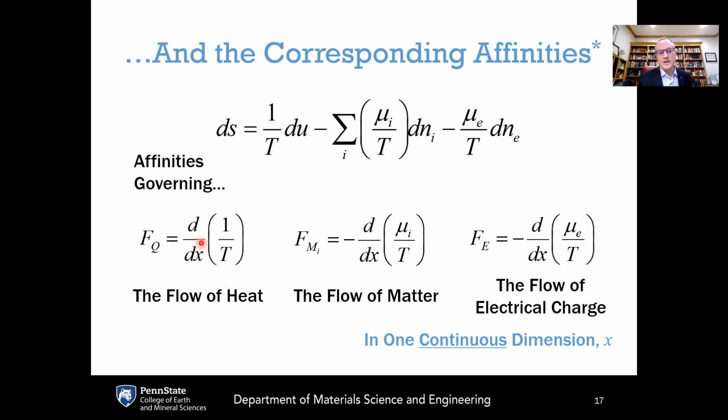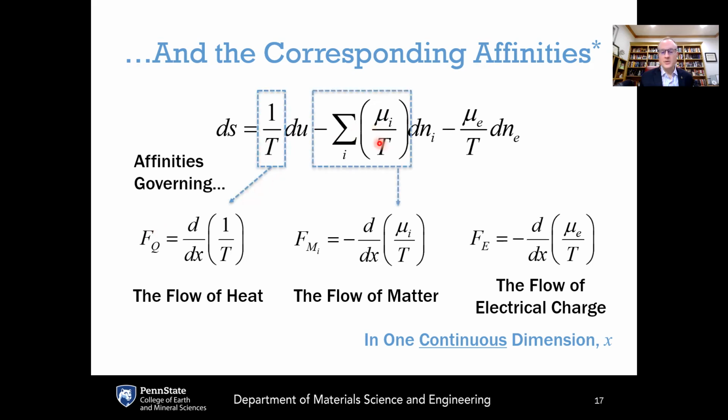So the affinity that governs the flow of heat is going to be whatever gradient we have in the reciprocal temperature. So the gradient in 1 over the temperature gives us the affinity. And that is what is shown here.